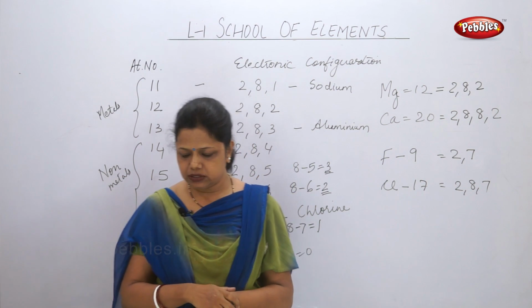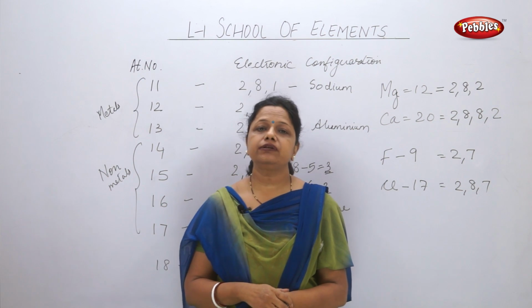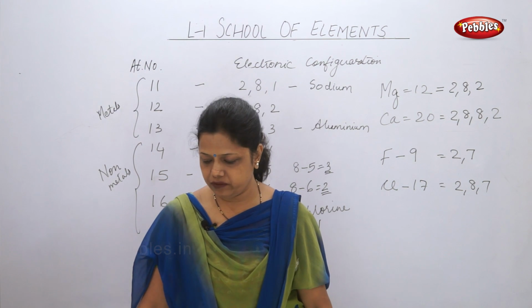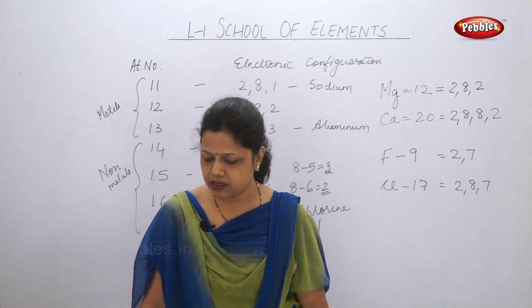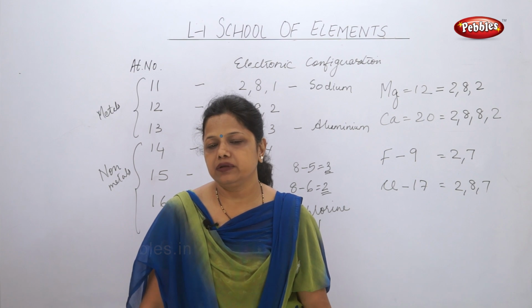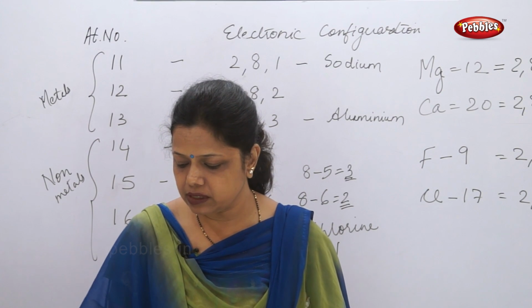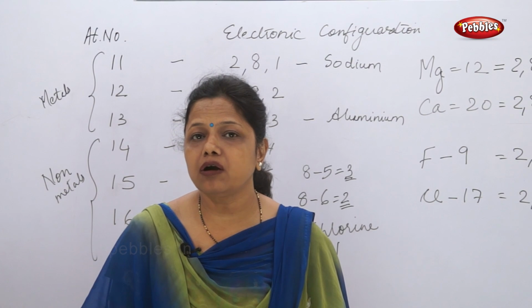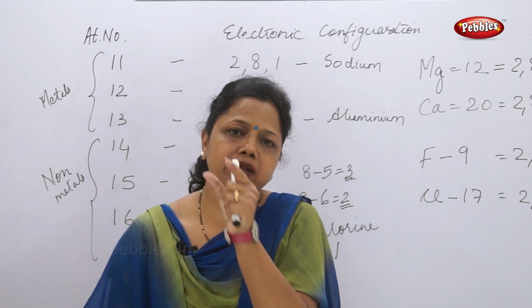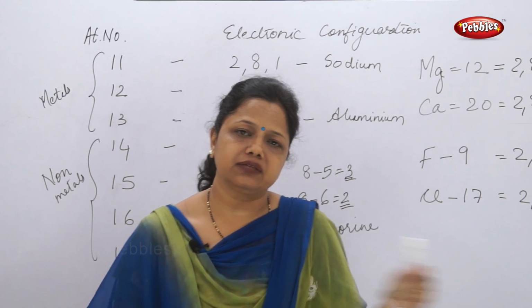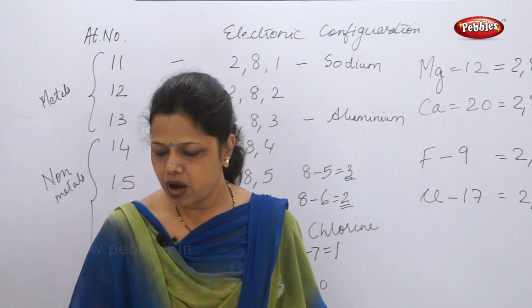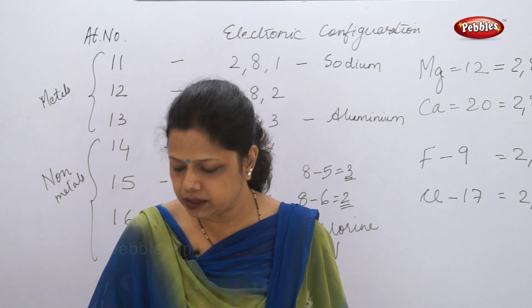Now come to page 8. Activity 1.9. Some atomic radii are given and questions are based on that. Atomic radii of elements of the third period are given. Arrange them in decreasing order. Now decreasing order means highest radius first, then a little less, then a little less, from the highest number to the lowest number. So how will you arrange them in the decreasing order?